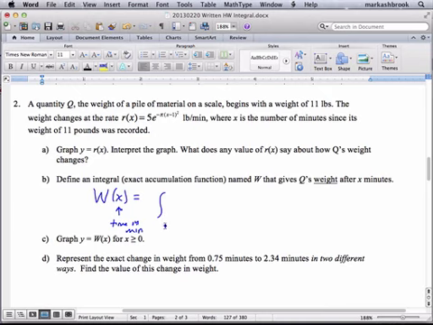And do we know that? So does that have to do with the weight or time? Time. Do we know the starting time? Yeah, 0, right? We're starting at 0. Okay, and then the output will be the weight on the scale. So from 0 to x. Lauren, keep going.